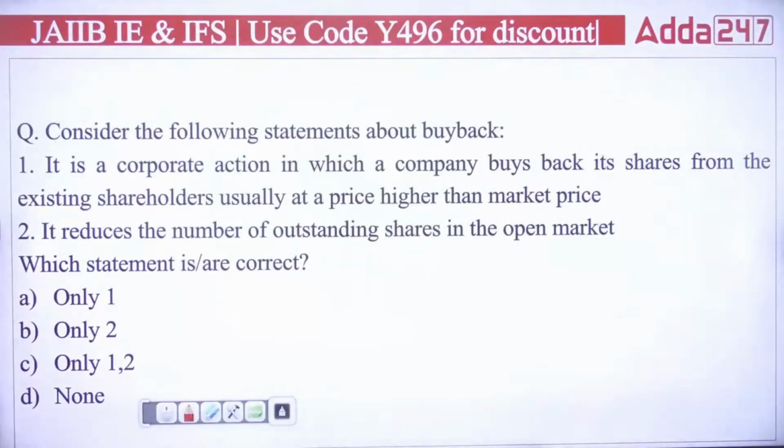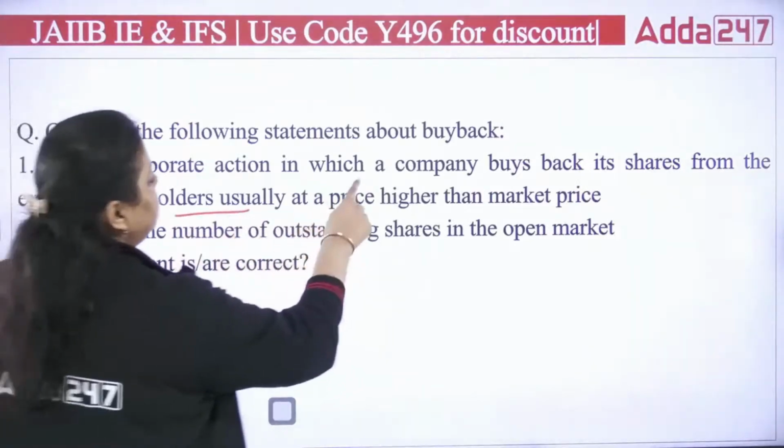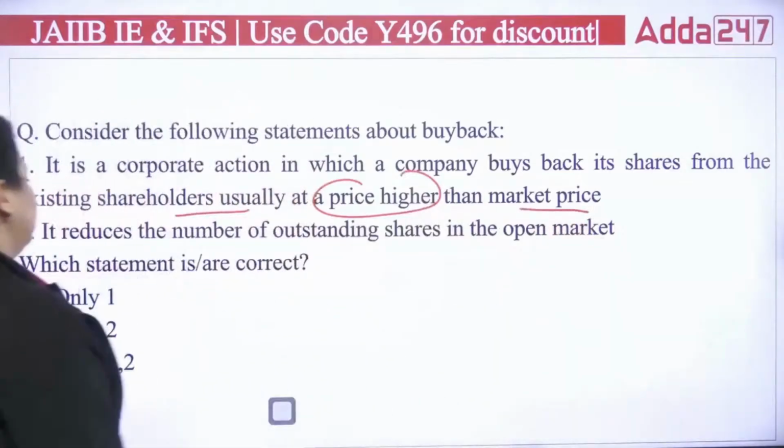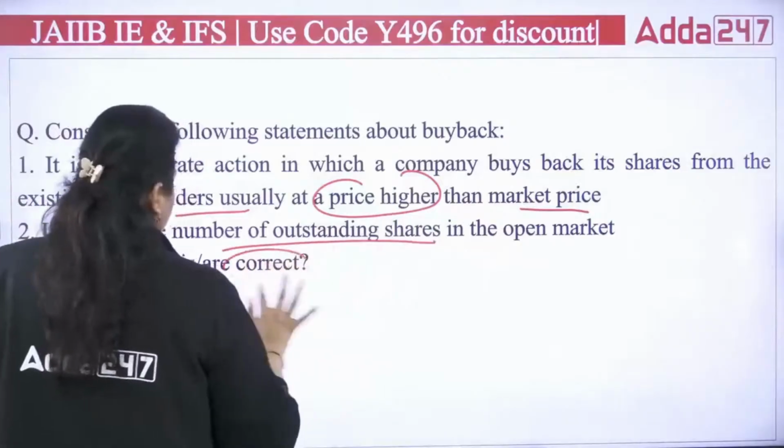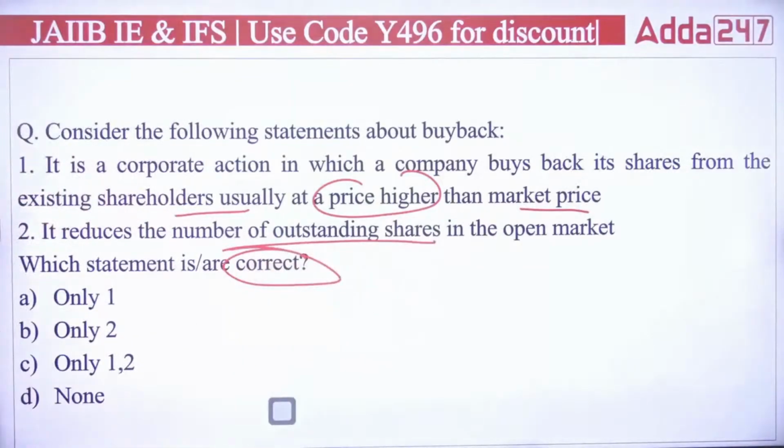Consider the following statements about the buyback. First is saying it's a corporate action in which a company buys back its shares from existing shareholders, usually at a price higher than the market price. Second, it reduces the number of outstanding shares in the open market, and we have to find out the correct statement. A, B, C or D? In context to buyback.